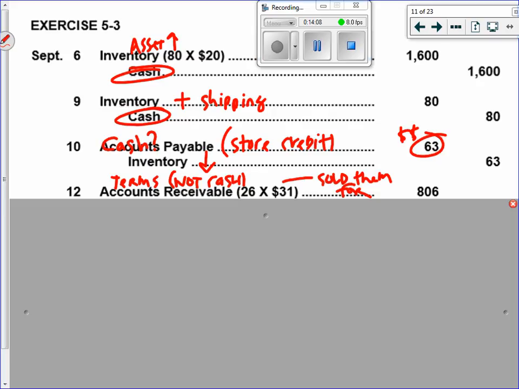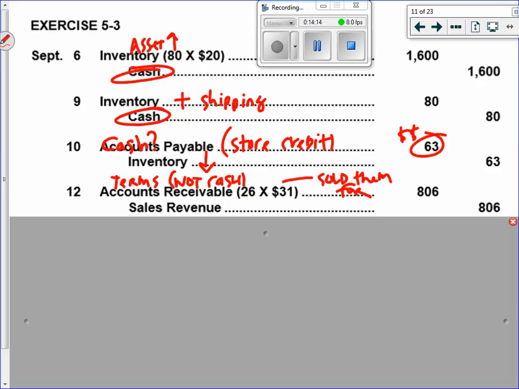What's our credit when we sell something? Starts with R. It's revenue. In this case, it's sales revenue instead of service revenue. Now, I would probably count it wrong on the test if you just wrote sales. But if you just wrote revenue, I'd probably count that right. If you put sales revenue, that's perfect.